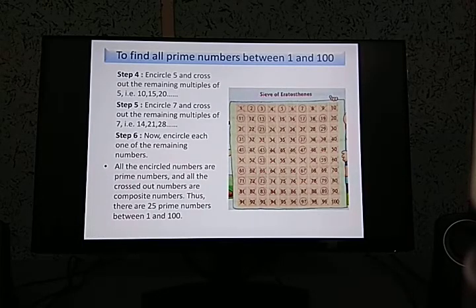Clear? So this is a very easy technique. You have to cross out the multiples. First of all, I have to cross out 1, then we have to cross out the multiples of 2, 3, 5 and 7, and whatever numbers are left behind, those are the prime numbers between 1 and 100. So this was the method of Sieve of Eratosthenes for finding the prime numbers between 1 and 100.